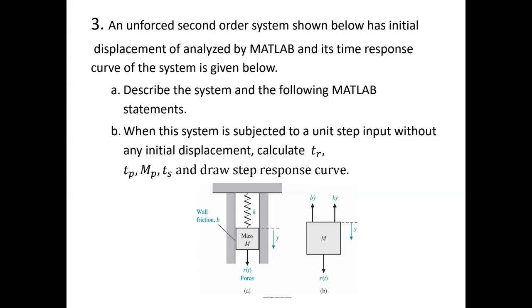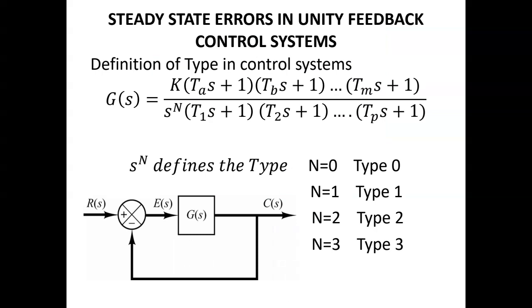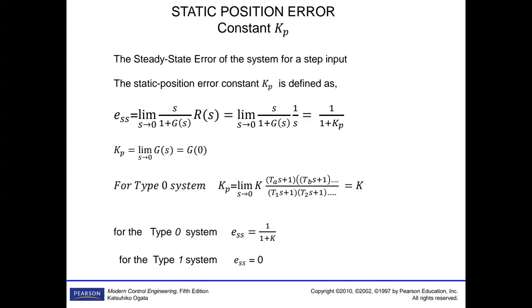Steady state error, kids, type is important. Steady state error you already know how to calculate, but type is giving you some easy solution. Of course, steady state error is this one, and if you look at the steady state error calculation for static position error, it's called KP. KP should be high. Static position error.